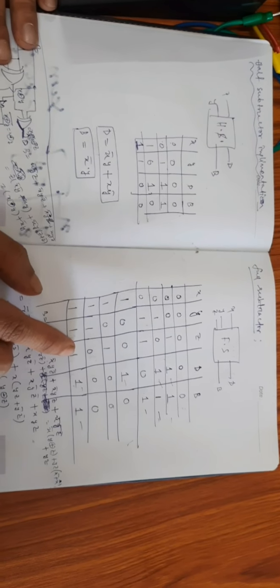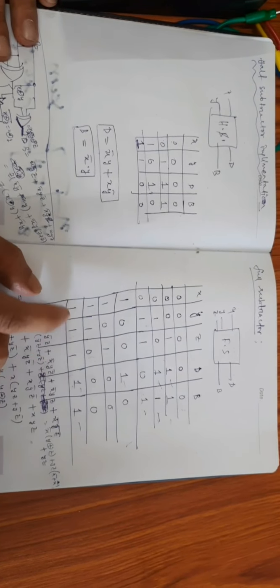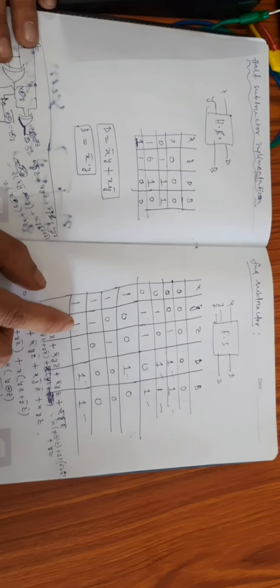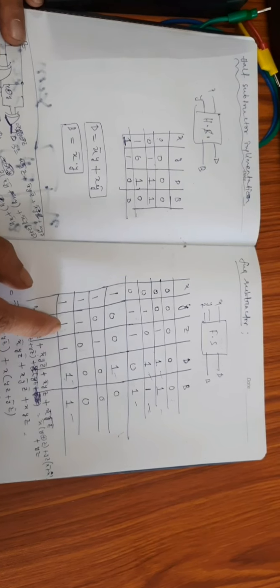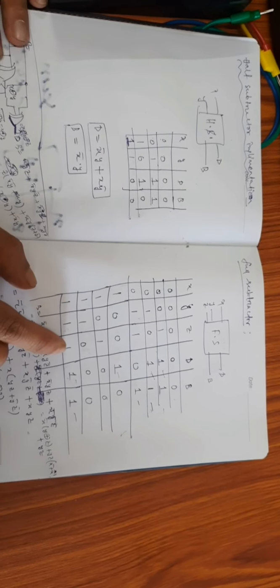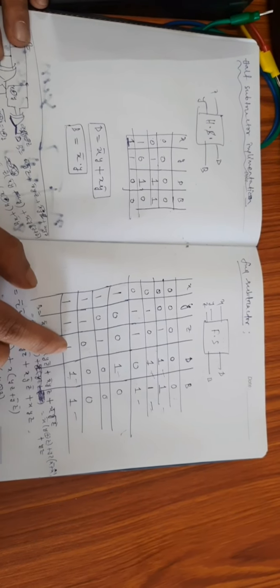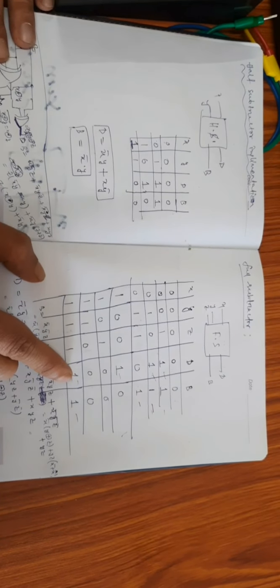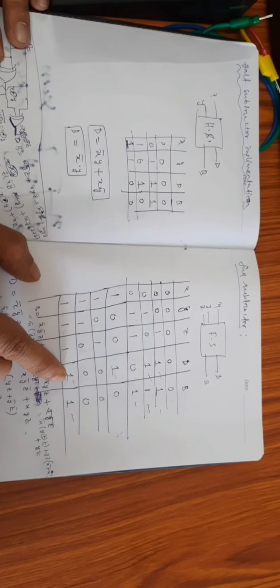0, 1, what is the difference between 0 and 1? If you compare, first find the difference between these two digits. There is no difference, both are similar. So the difference is 0. Now compare that 0 with this one. What is the difference between 0 and 1? 1 is the difference. Okay, that's why you write d equal to 1.